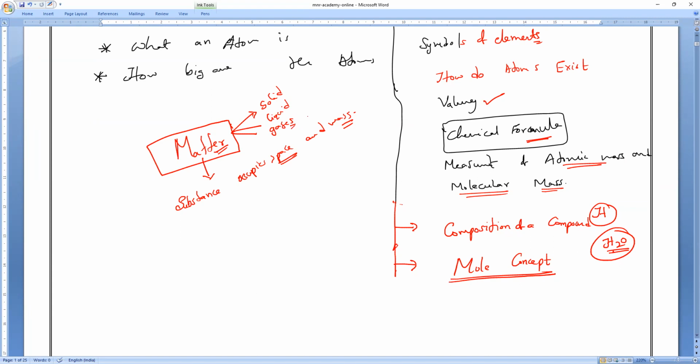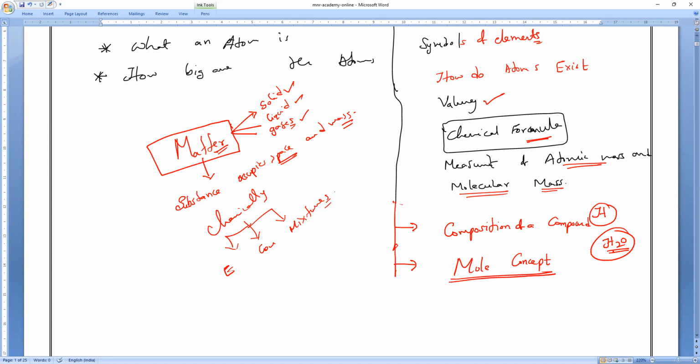How did you classify this? Chemically, how did you classify matter? Physically we classified as solid, liquid and gas in the previous chapter. Chemically, how did you classify? Anybody can tell? Chemically we classified matter into what? Yes, please. We classified into elements, we classified into compounds, and another thing which we studied in the last chapter, mixture.